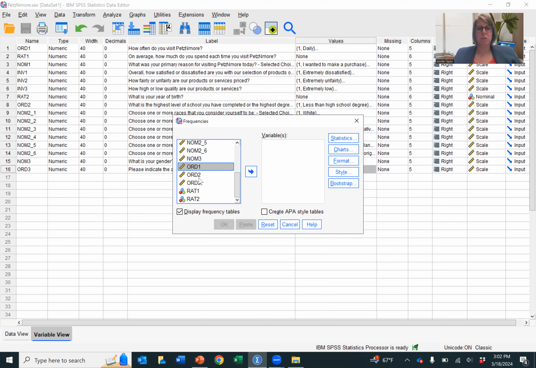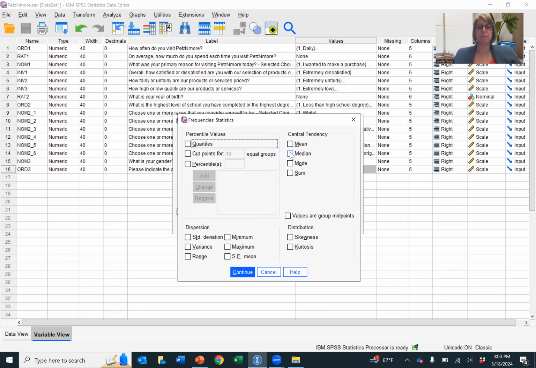You click the first one, and then I hit Shift, and I click the third one. And because I clicked that Shift button, it highlighted all 3 of them, shifted over to the variable box. Now I'm going to go from the variable box, and I'm going to tell SPSS what statistics I want reported. I want the median and the mode. I'm going to click Continue.